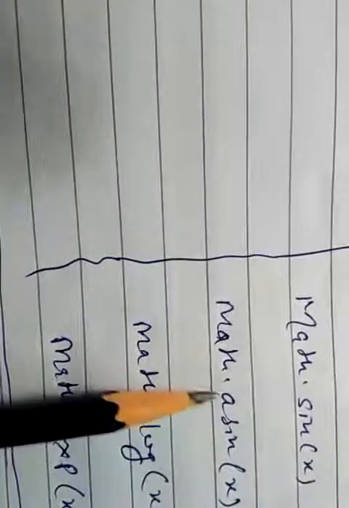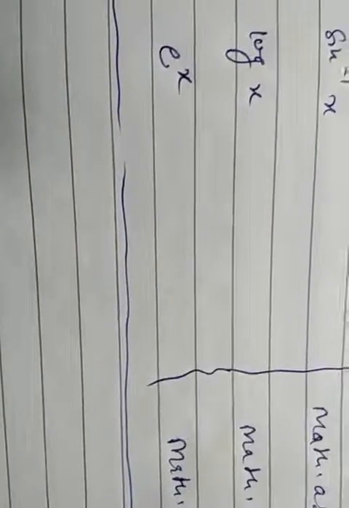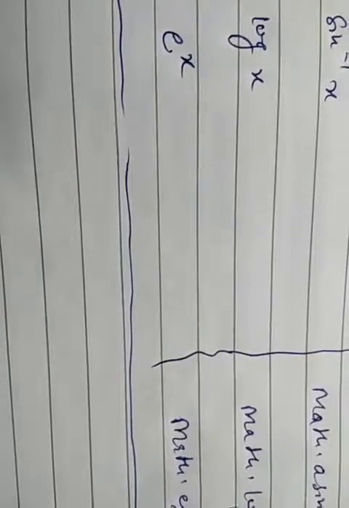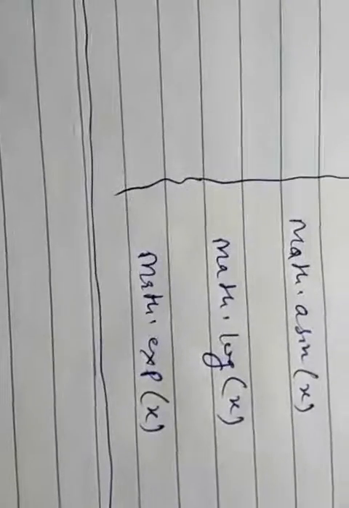Next function is the sine inverse. So this will be Math.asin(x). If there is an inverse, then a will be added before the sine. Next function is the log x. So we will write Math.log(x). And in case of e to the power of x, we will use the exp function. Except for e, if there is another variable, then we will use the power function. So in case of power of e, there is a reserved function Math.exp.